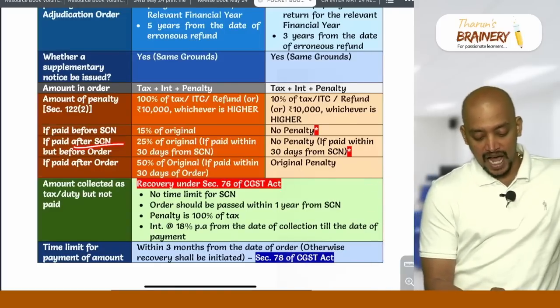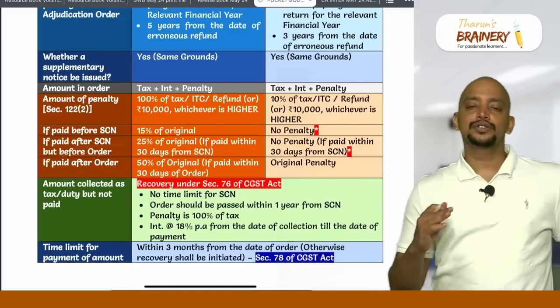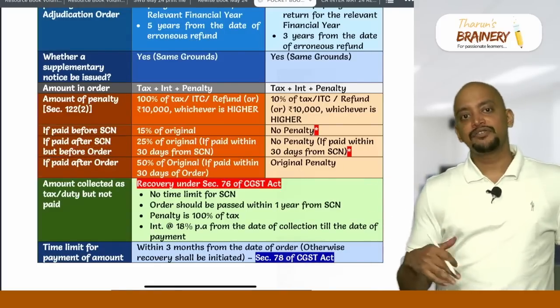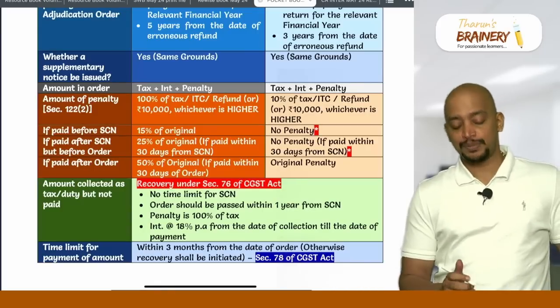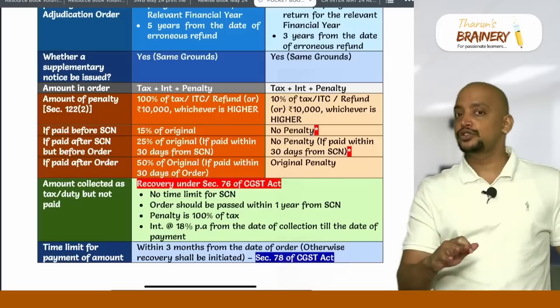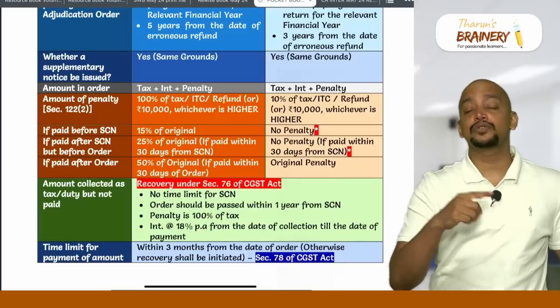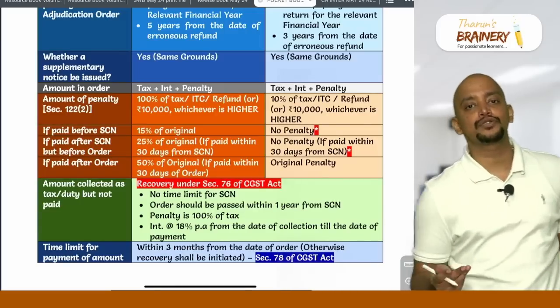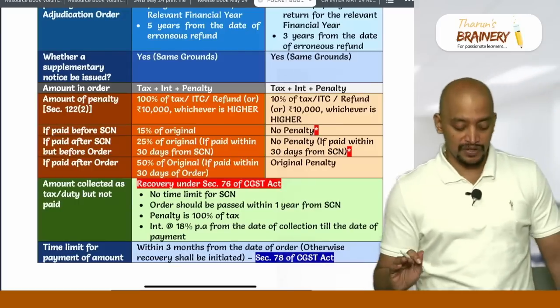Suppose if it is paid after show cause notice but before order, so notice is given but before order, if you are making the payment, that is within 30 days from show cause notice, then tax you need to pay, interest also you need to pay, but penalty 25%. For example, 1 lakh means 25,000 you need to pay and remaining 75,000 will be waived off.